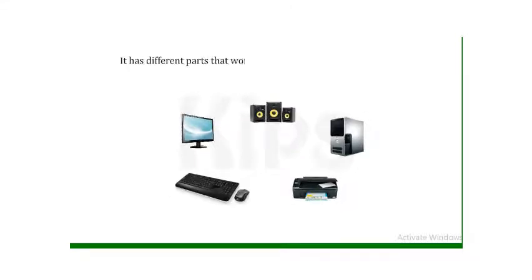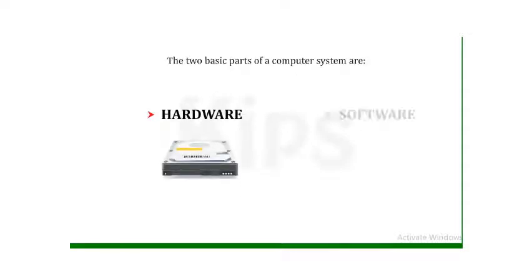Students, by now you must have understood that a computer is an amazing machine that can do different types of jobs. It has different parts that work together to form a computer system. The two basic parts of a computer system are hardware and software.